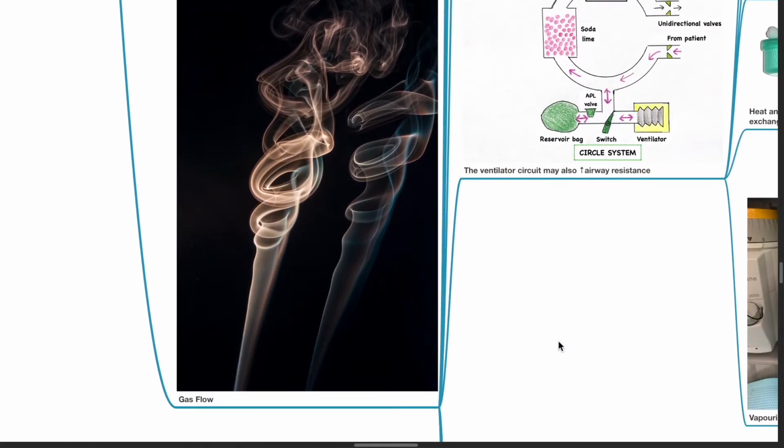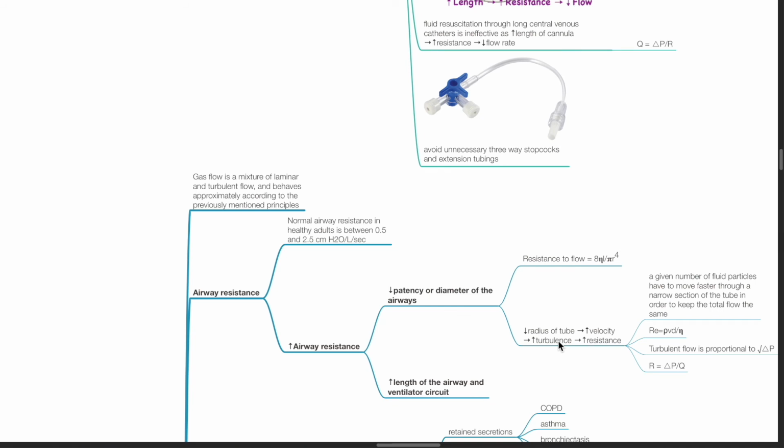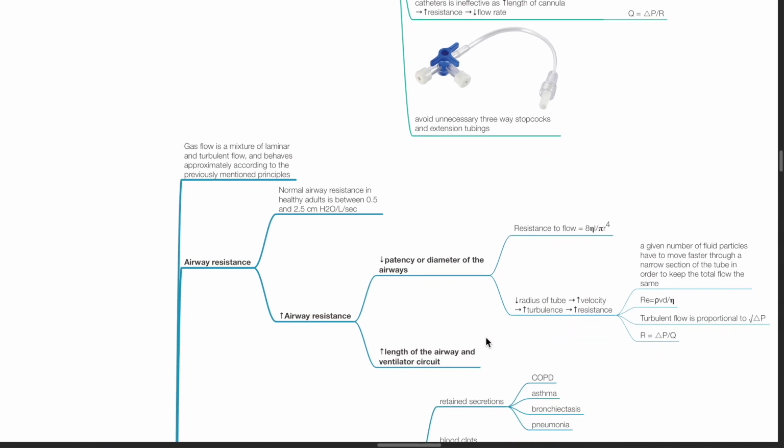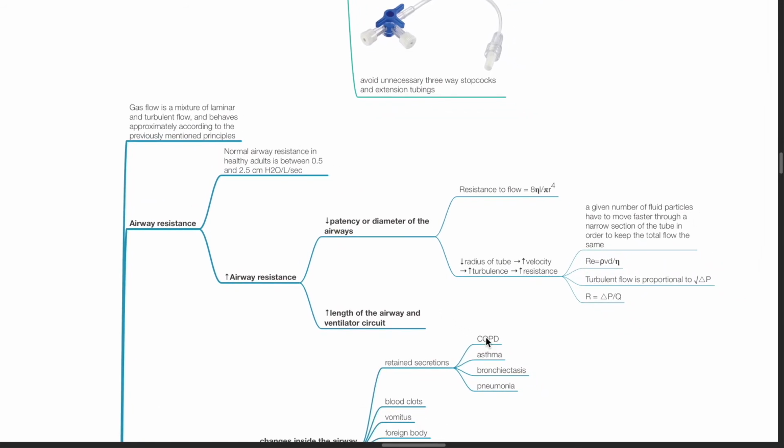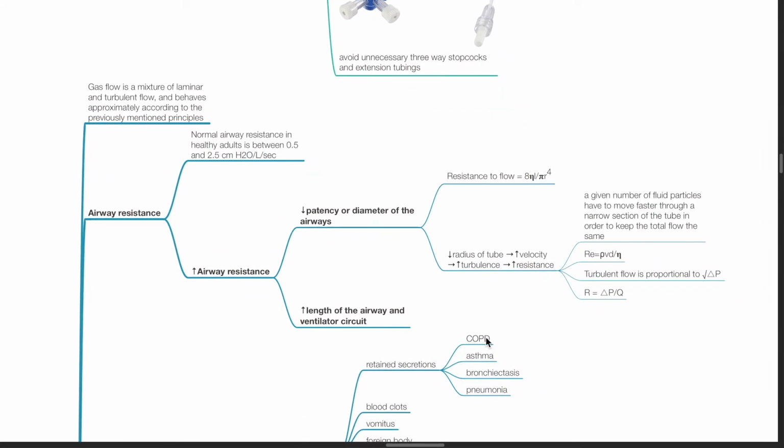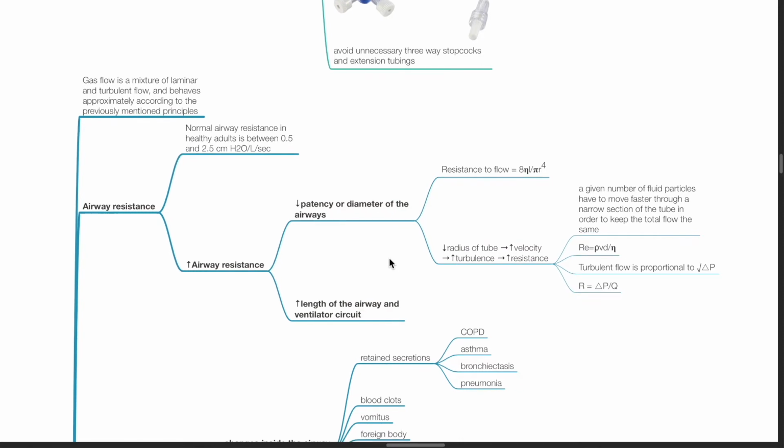Next, we move on to gas flow. Gas flow is a mixture of laminar and turbulent flow and behaves approximately according to the previously mentioned principles. Airway resistance. Normal airway resistance in healthy adults is between 0.5 and 2.5 cm H2O per liter per second. Airway resistance may increase if there is a reduced patency or diameter of the airways or increased length of the airway and ventilator circuit. Resistance to flow is 8ηL divided by πr⁴.